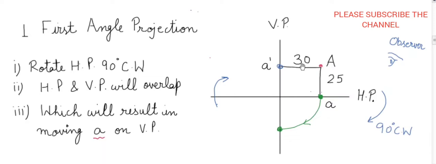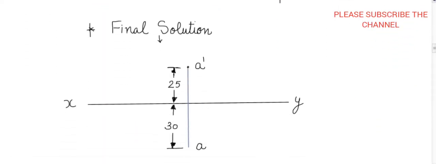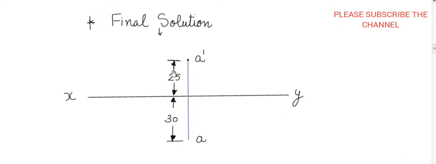But this 30 mm distance, which is lying over here, will be projected below the reference line XY, somewhere here, 30 mm. So this will be your final solution. The 25 mm distance from here is the point of the front view. Draw a small dot and write small a dash. This is the front view.